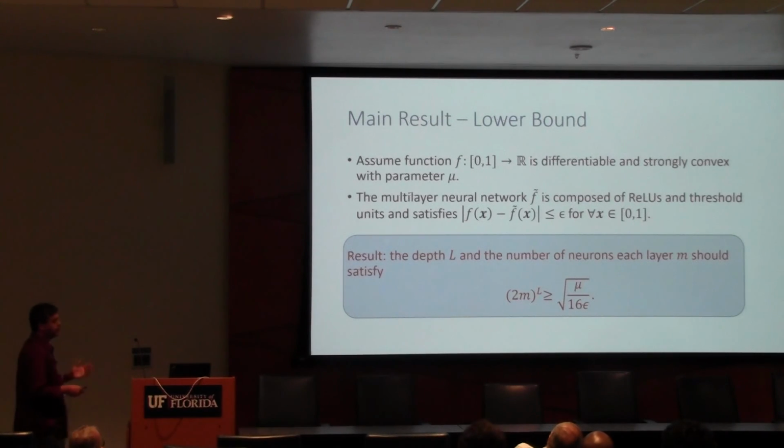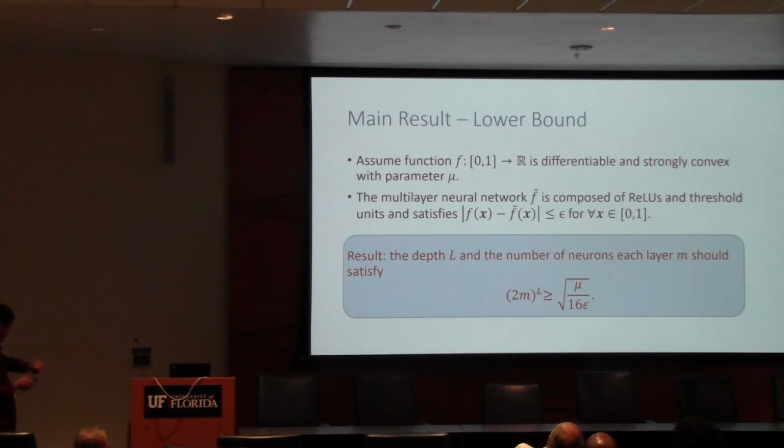Okay, so now the lower bound. The lower bound basically follows from the fact that if m is the number of neurons per layer and L is the number of layers, then m to the power L has to satisfy a fundamental bound, which says that if you want an epsilon approximation, then m raised to the power of L should be greater than or equal to 1 over square root of epsilon.